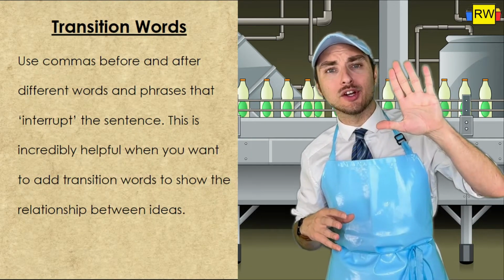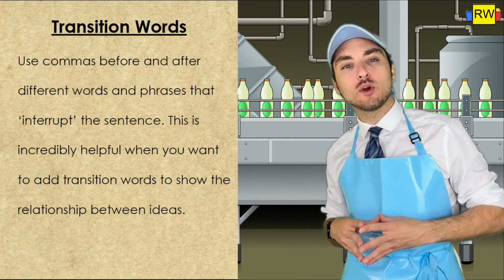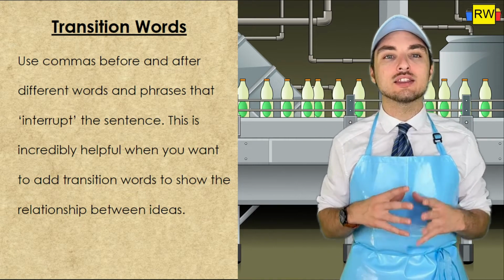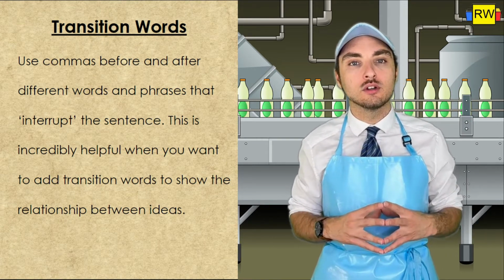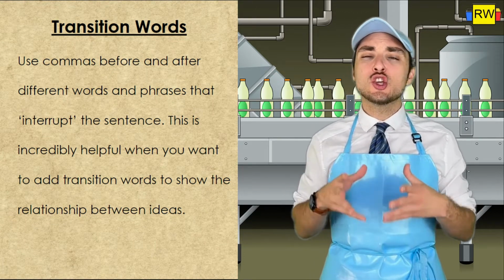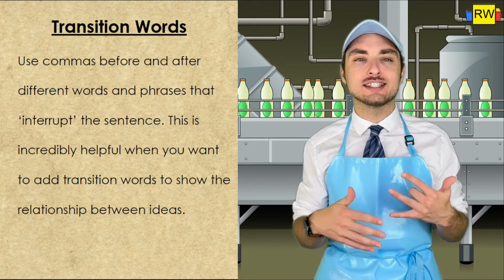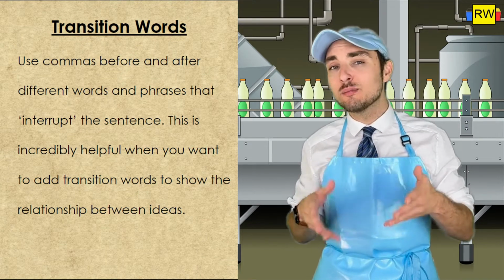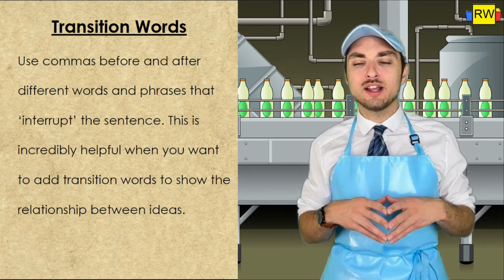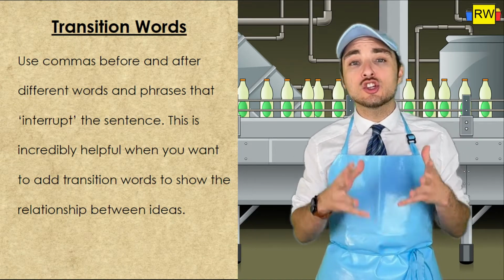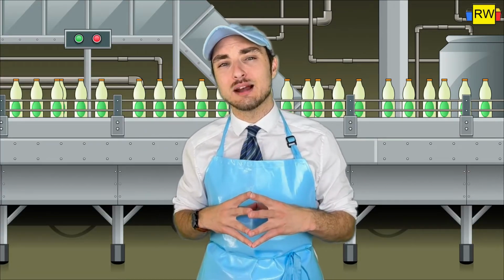But hold up, grammar goodies. There's something else that I want to add in here. I think it's really important to know that you could use parenthetical commas and transition words to help your flow. More specifically, use a comma before and after different words or phrases that interrupt the sentence, much like we've been talking about. This is incredibly helpful when you want to add transition words to show the relationship between ideas. Let's go ahead and look at an example.